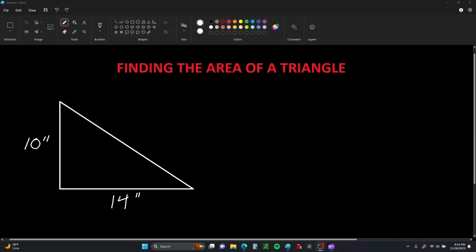So here we have a triangle. The base is 14 and the height is 10. So I start by writing the formula for the area of a triangle. And when you do this, spread it out a little bit.